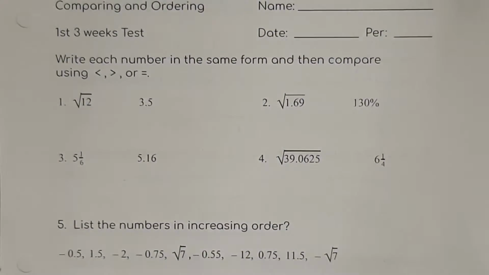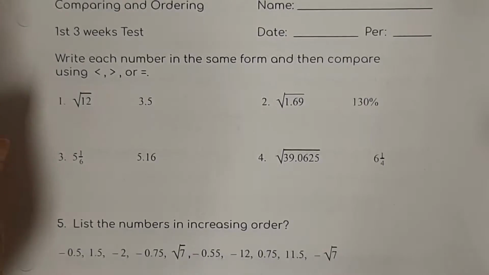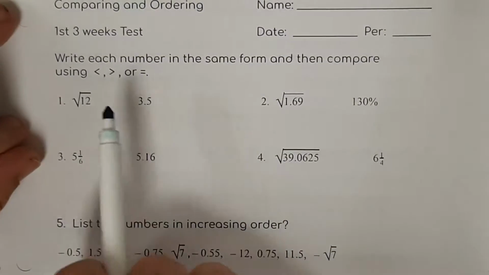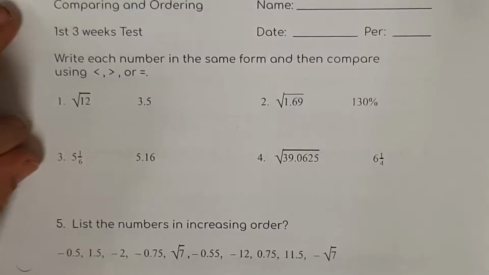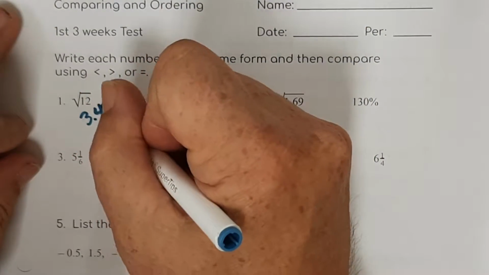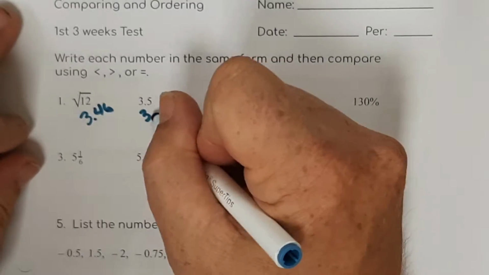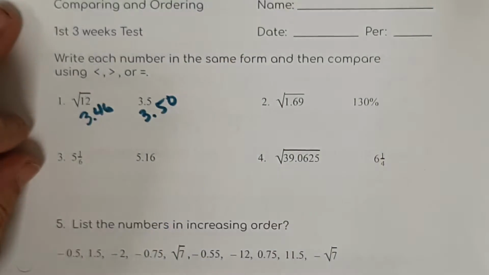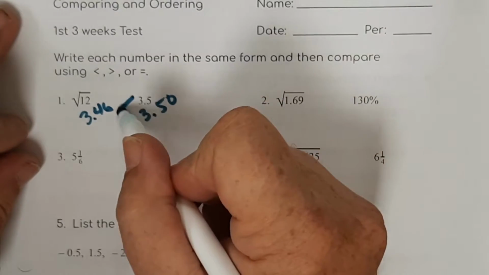Okay, so let's go through this test. First, we're looking to compare less than, greater than, or equal. The square root of 12 is 3.46. This is 3.50. So 46 is less than 50.